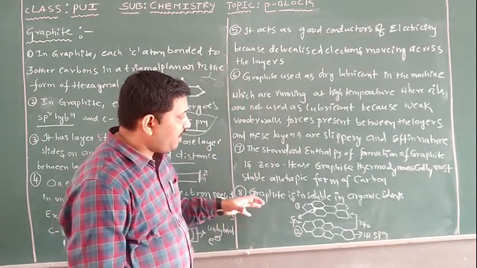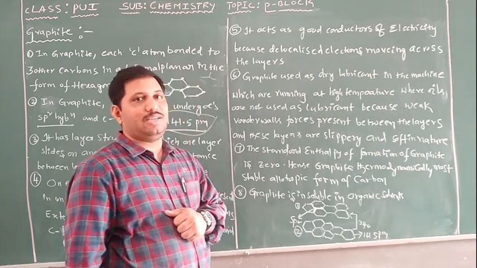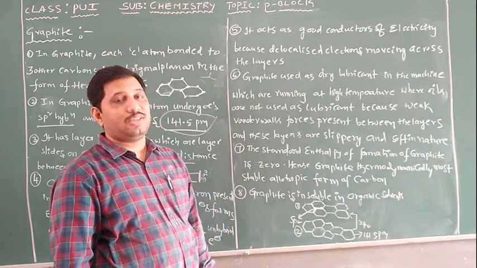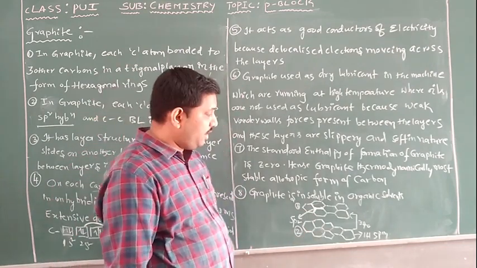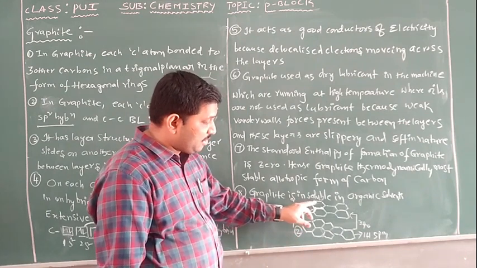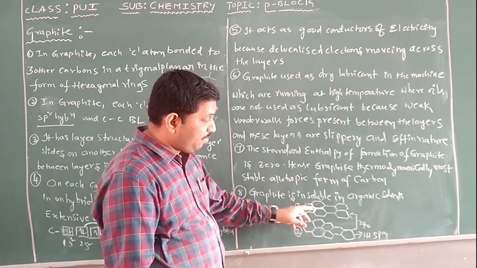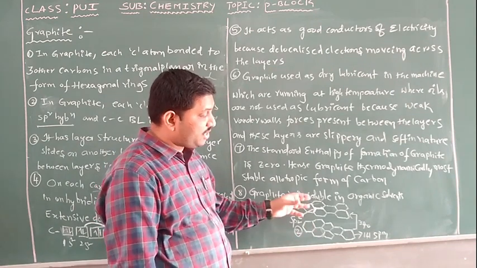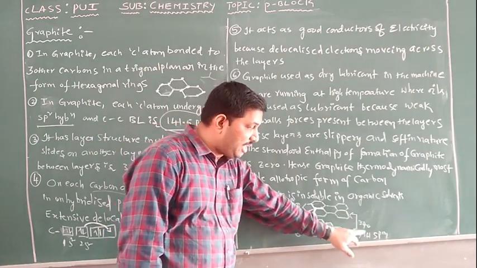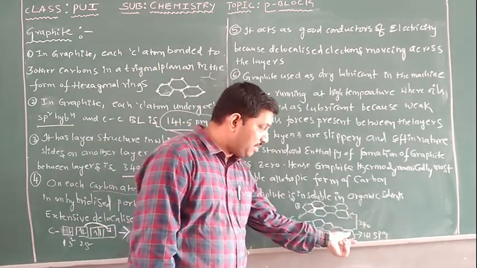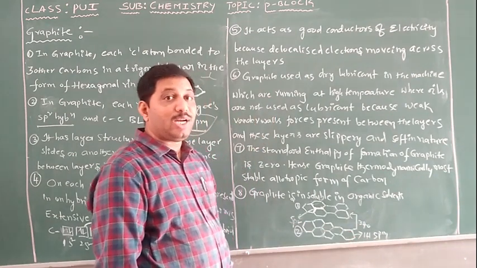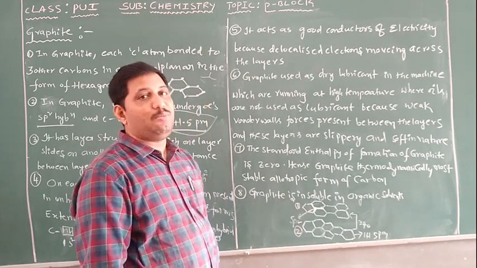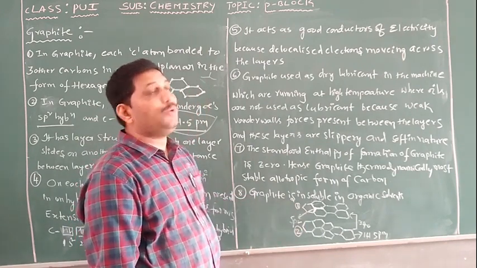Next one, student. Graphite is insoluble in organic solvents. Graphite is a covalent compound, but it is insoluble in organic solvents. The rough diagram of graphite is like this, student. Each carbon atom is bonded to 3 other carbon atoms in a trigonal planar manner in the form of hexagonal rings. Graphite has a layer structure, one layer sliding over the other. The distance between the layers is 340 picometers. The C-C bond length is 141.5 picometers. And the carbon atom has sp2 hybridization.